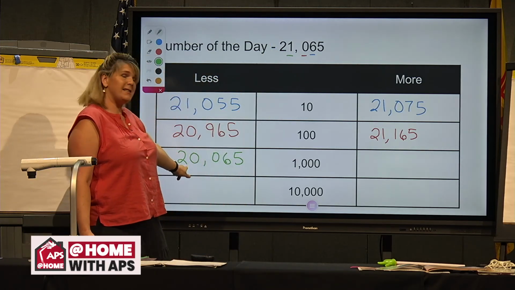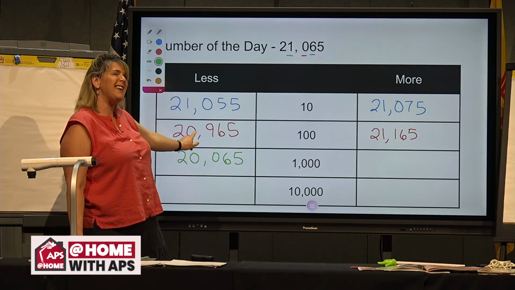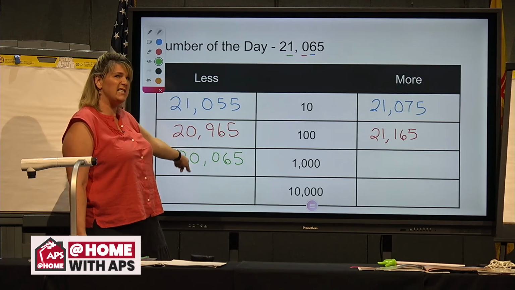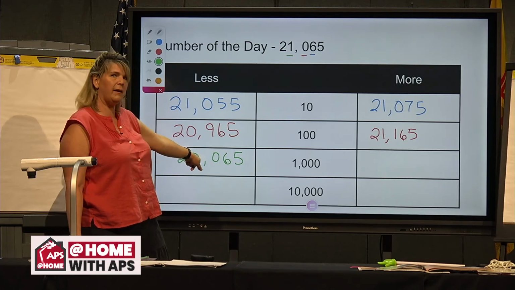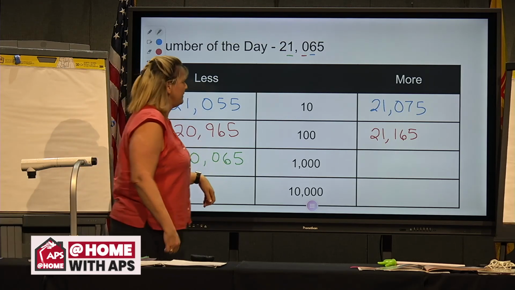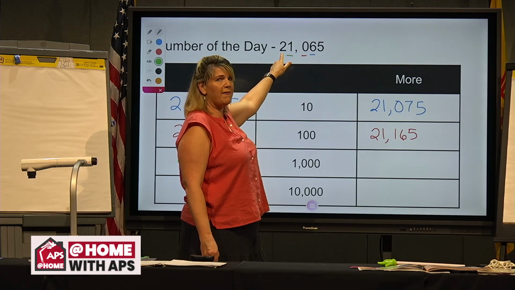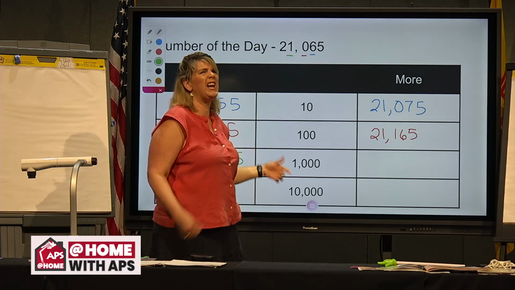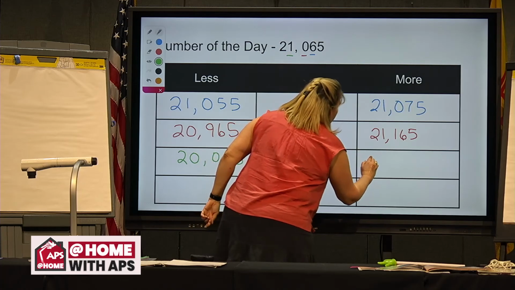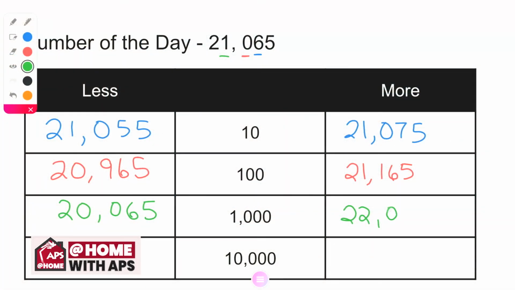So I instead don't have a 1,000, but I took away that 1,000. Now I only have 20,065. Okay, you think you can do 1,000 more? Of course you can. Let's see that. All right, again, looking at that one in that thousands place, what are we gonna do? We're gonna add another 1,000. So we have 22,065.